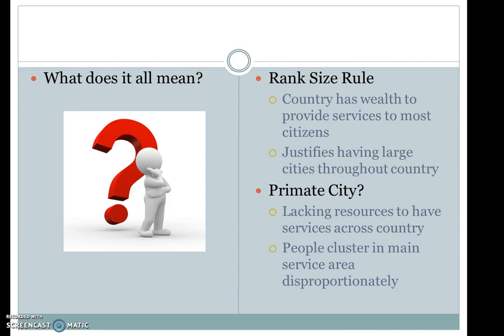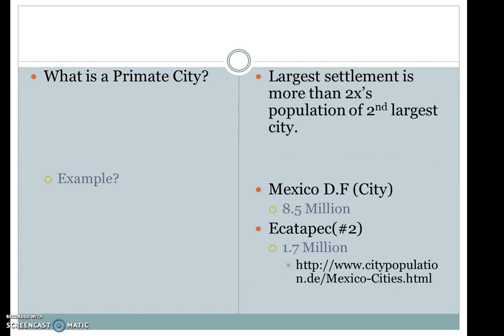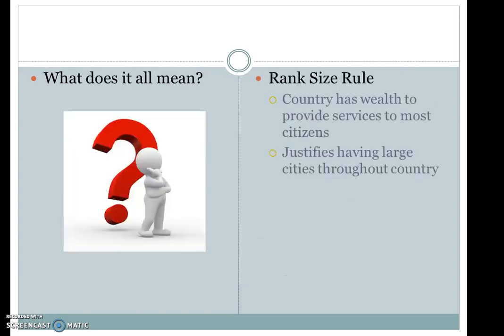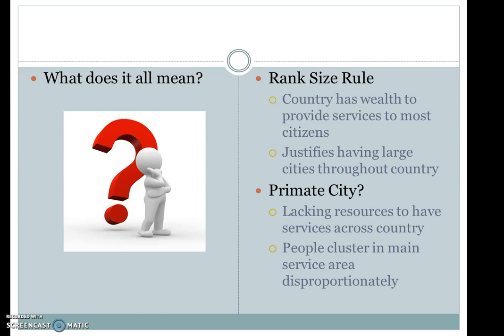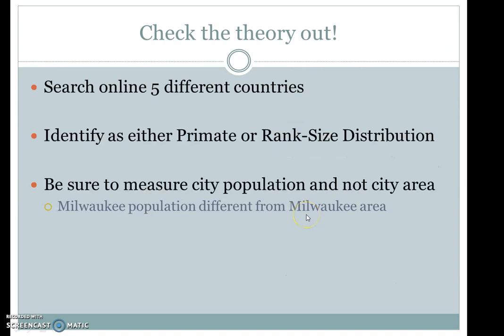If you think of Mexico, people settling in Mexico City at 8.3 million compared to the second largest city, what was it, we had 1.7 million in Ecatepec. That just shows that they can't afford to have those services proportionally spread across the country, and so people flock to that larger city in order to get jobs and to get the services that they need.